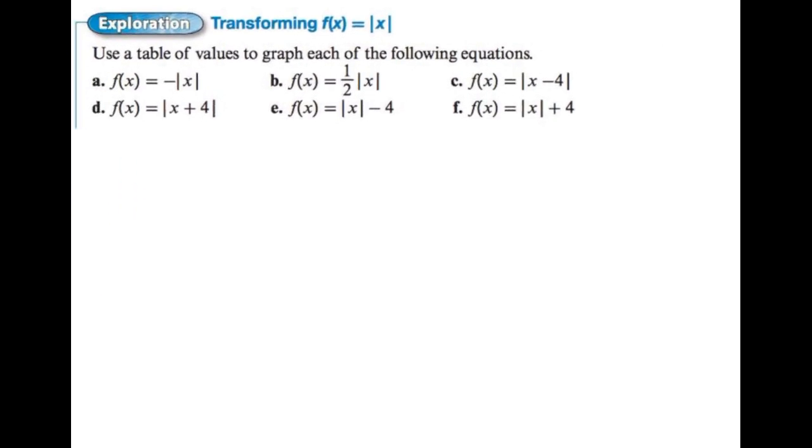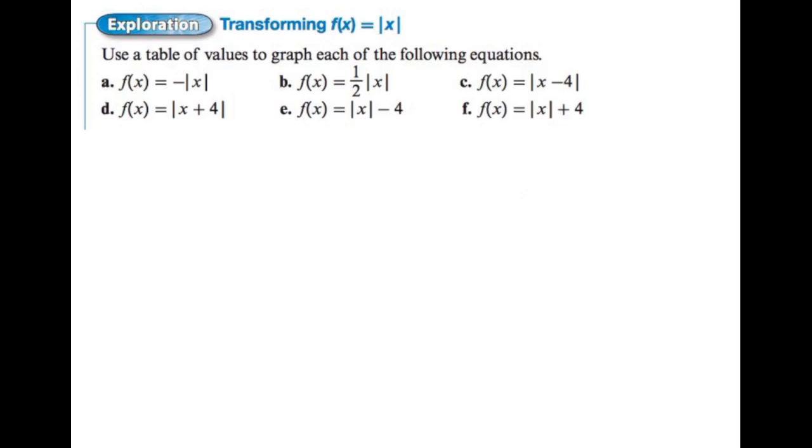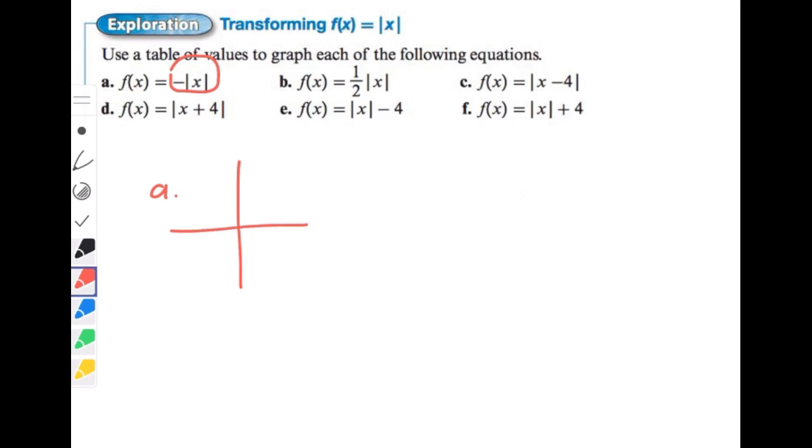So this is just a little exploration, and a lot of the problems that we go through are going to be based on this. So make sure you understand the way that all of these things work. So this first one, when we have a negative, think of if you plugged in a positive number. If we plugged in a positive or a negative number, we would get a positive value for absolute values. However, since that negative is on the outside, that means that our entire graph is going to be flipped upside down. So for A, we're going to end up with something that looks like this.